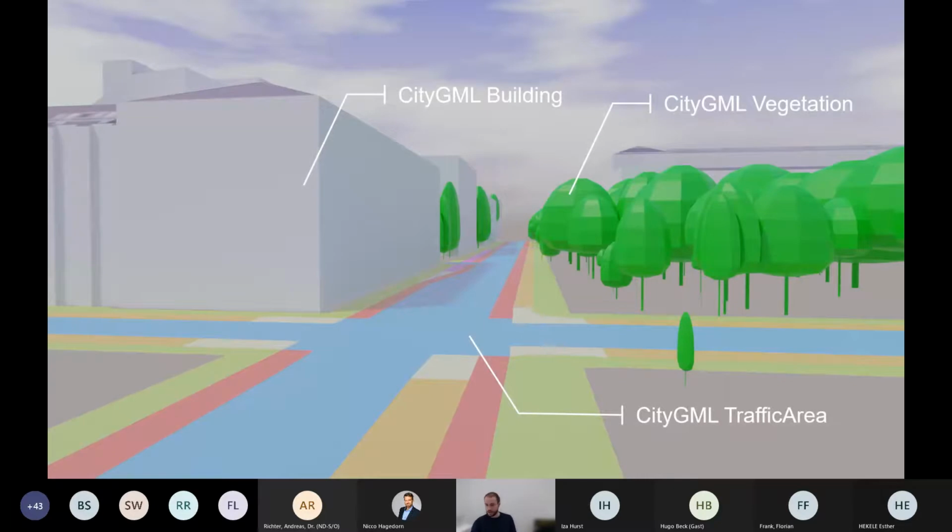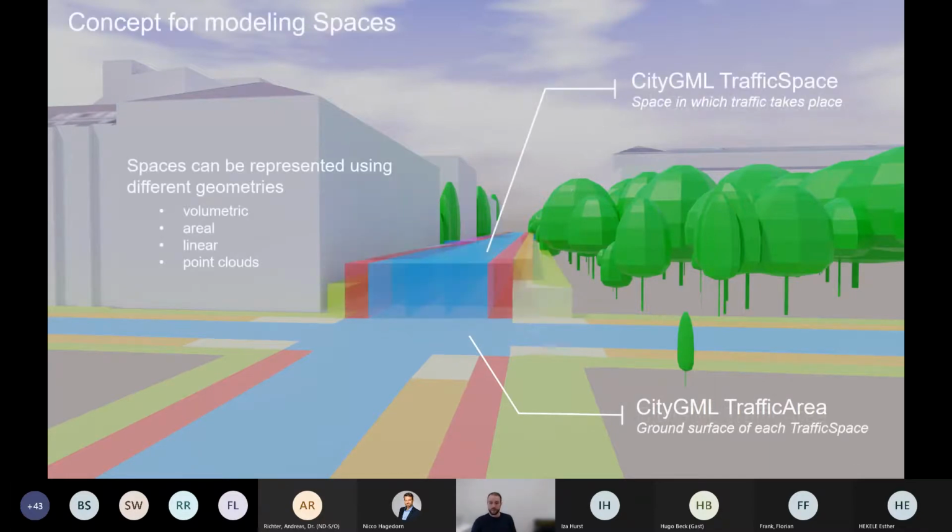Okay, let's have a look at a simple example of a city model with a CityGML building here, CityGML vegetation objects, and CityGML traffic areas depicted in different colors with respect to their different function attribute. As I mentioned before, it is possible to model this scene in CityGML also using traffic spaces, and there are different geometries available for modeling traffic spaces. In this example, you can see the volumetric representation of these spaces, but it is also possible to use linear geometries or even point clouds to represent these spaces. In this case, this volumetric representation, for example, could be used for a potential conflict analysis in combination with vegetation objects. So you can see where vegetation objects might interfere with traffic spaces, for example.